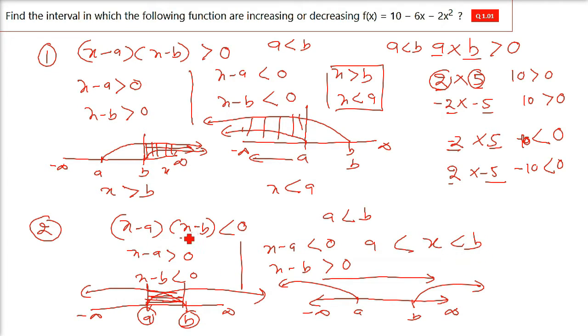Here also the common solution is x should be between a and b. So whenever the question has factors, just write this: x greater than b, x less than a in the first case. In the second case, x has to lie between a and b. This is the whole scenario you should understand. So x should be between a and b if (x minus a)(x minus b) is less than 0, and if (x minus a)(x minus b) is greater than 0, x is greater than b or x is less than a.